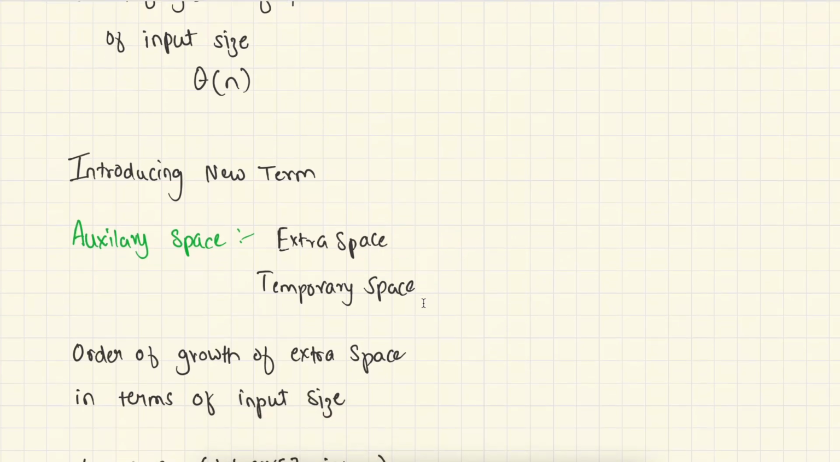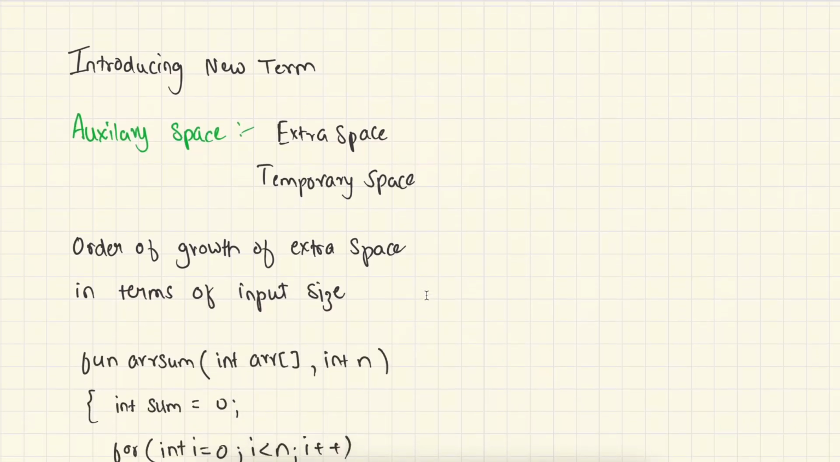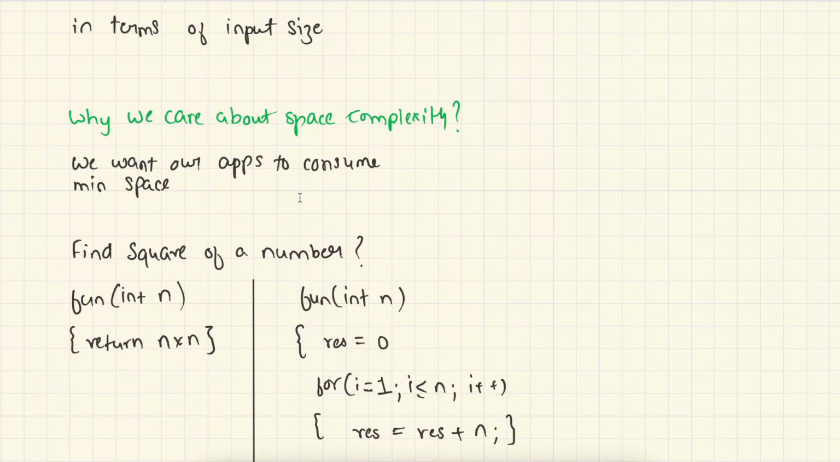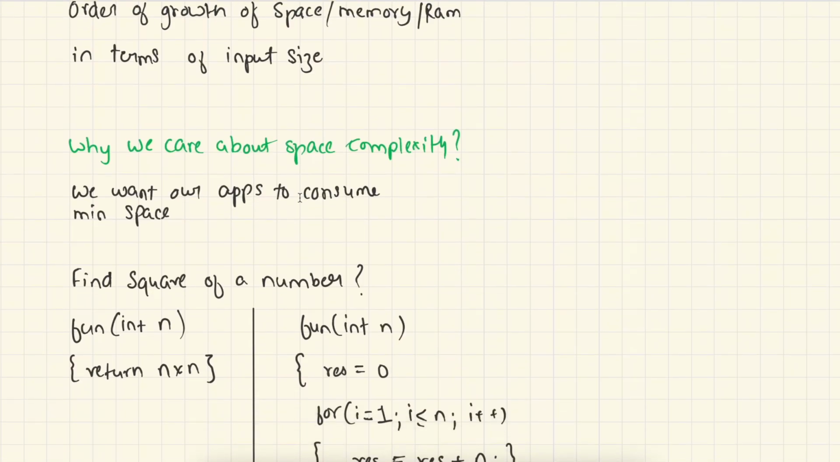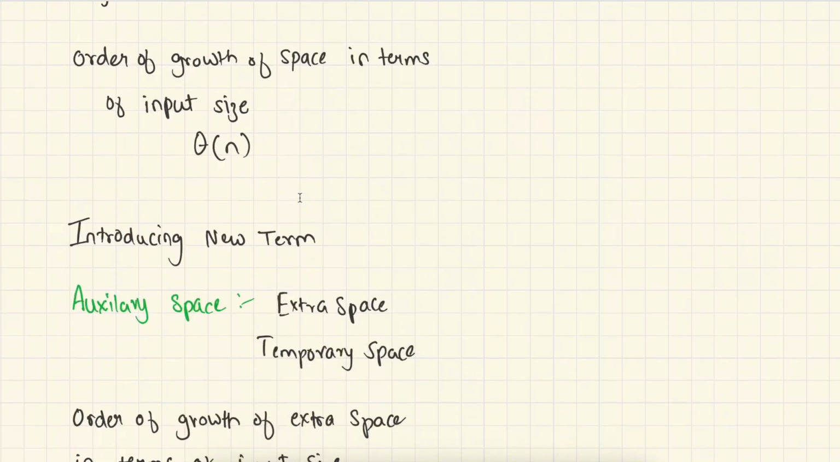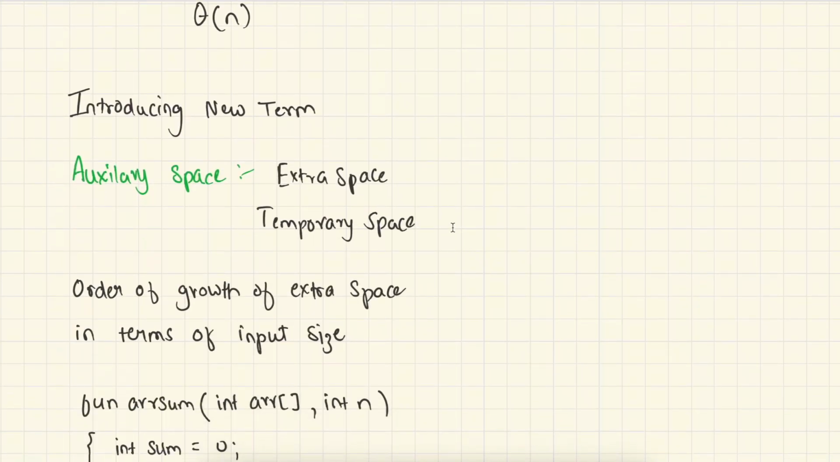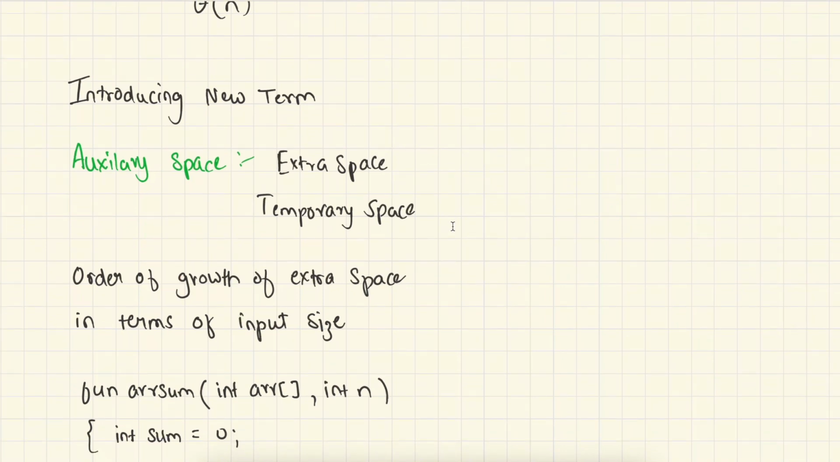So before we move on, let me introduce a new term, that is auxiliary space. So far in all the examples we used the term space complexity, but there is a lot of difference between auxiliary space and the normal space complexity. Auxiliary space basically means how much extra space or temporary space is required by a function to solve a problem. So in auxiliary space we talk about the order of growth of extra space in terms of input size.